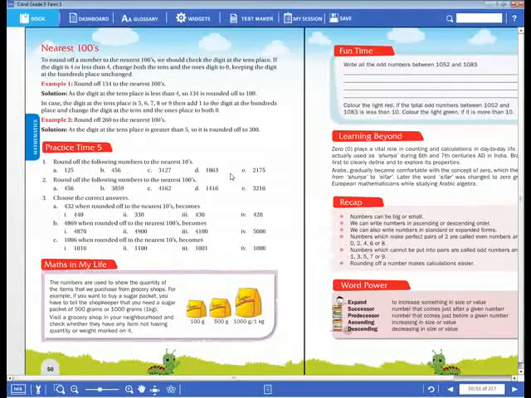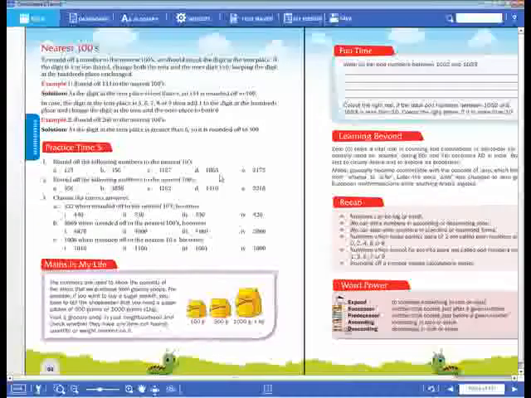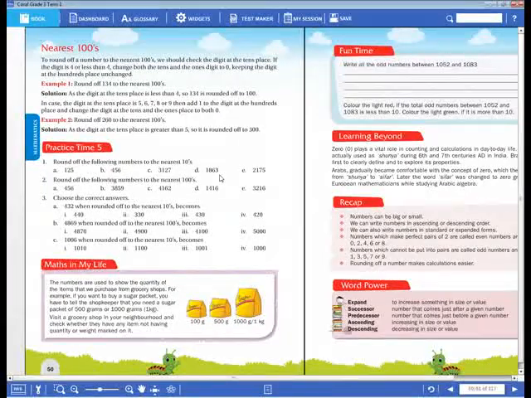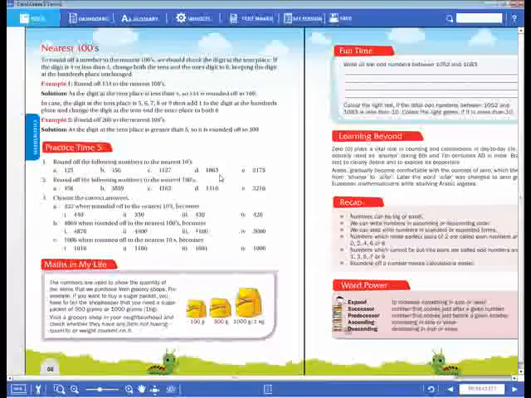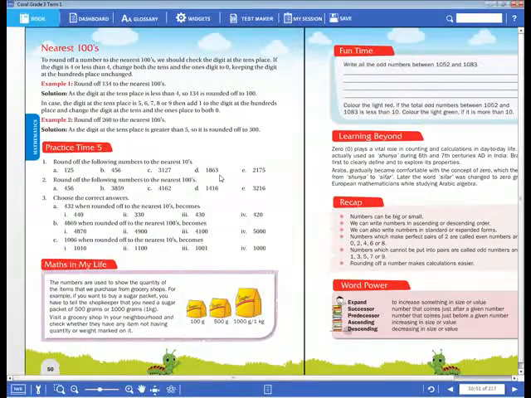1,863 is there. So what is the nearest tens of this given number, dear children? Tens means you have to check the ones place, means the last digit. If the last digit is less than 5, smaller than 5, we have to take the tens only. If it is bigger than 5, then we have to take the next tens.